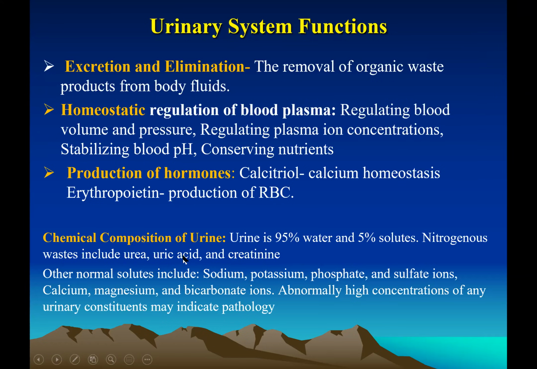So if you study the chemistry of urine, it's mostly water, 95% water with 5% solutes. It has all the nitrogenous waste like urea, ammonia, uric acid, and creatinine. It also plays a huge role in the homeostasis of electrolytes. So it'll also have sodium, potassium, phosphate, sulfates, calcium, magnesium, and bicarbonate, which is very important for pH balance of your blood. So that's why the urine test is a huge diagnostic tool, because it can reflect any pathology that's happening in your body.